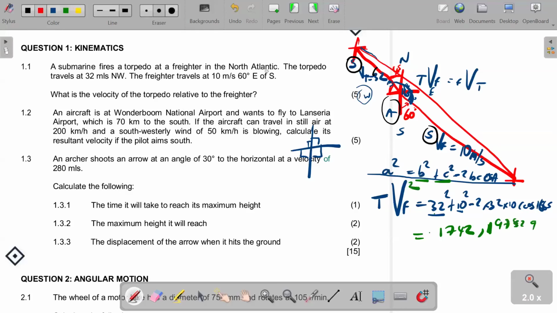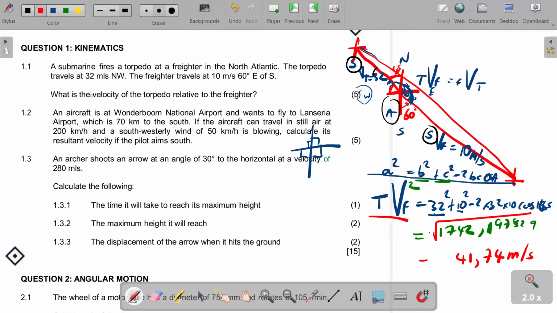Okay, so the square root of that value is now going to give us 41.73957985. So to 3 decimal places, that is going to give us 41.74 meters per second. That's 3 decimal places, of course, so it's 41.740 meters per second. So we have determined the magnitude, which means we now have the velocity of the torpedo relative to the freighter. We have the magnitude.